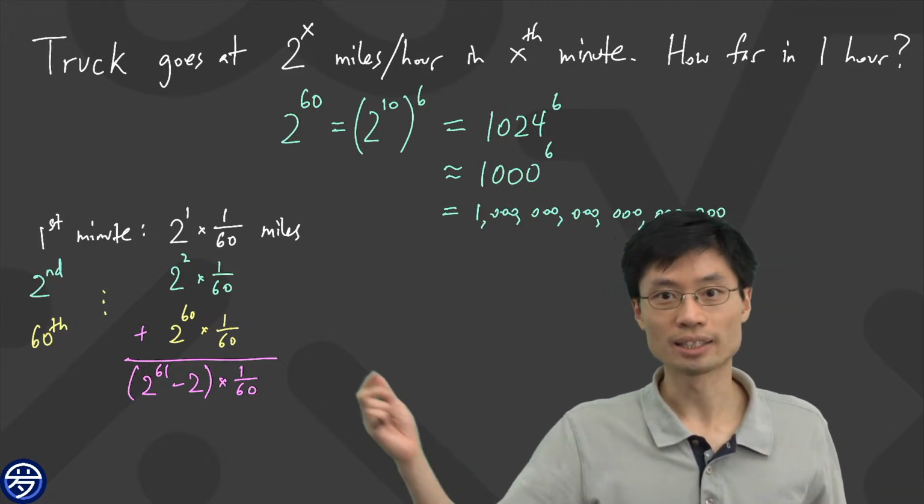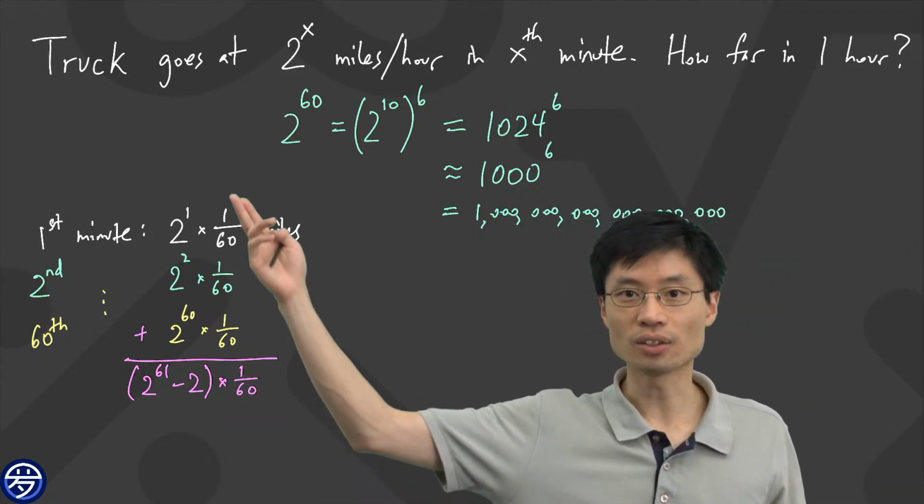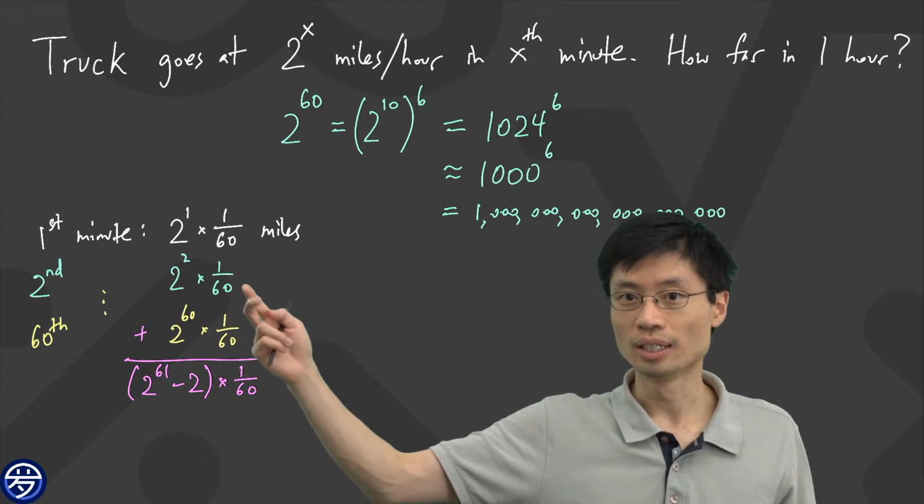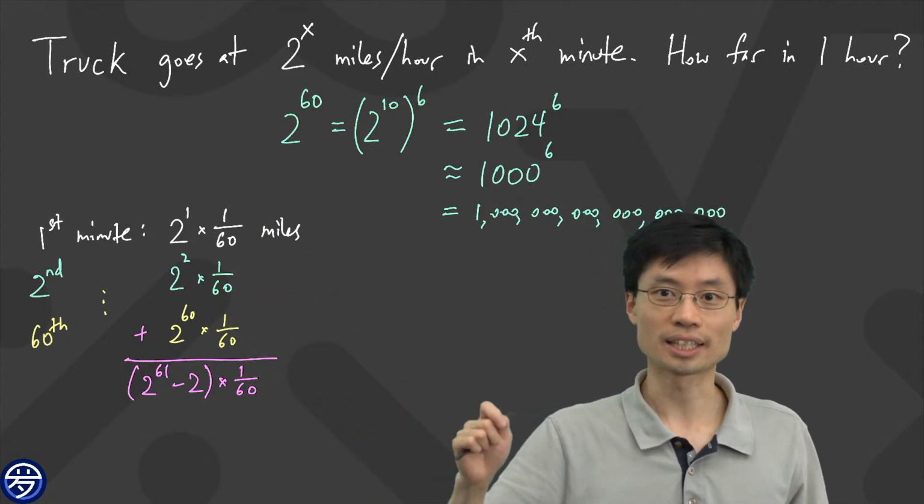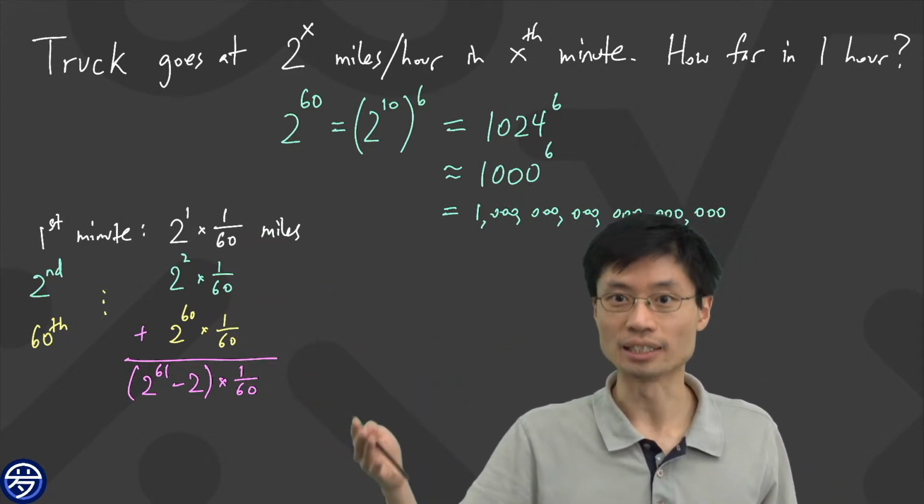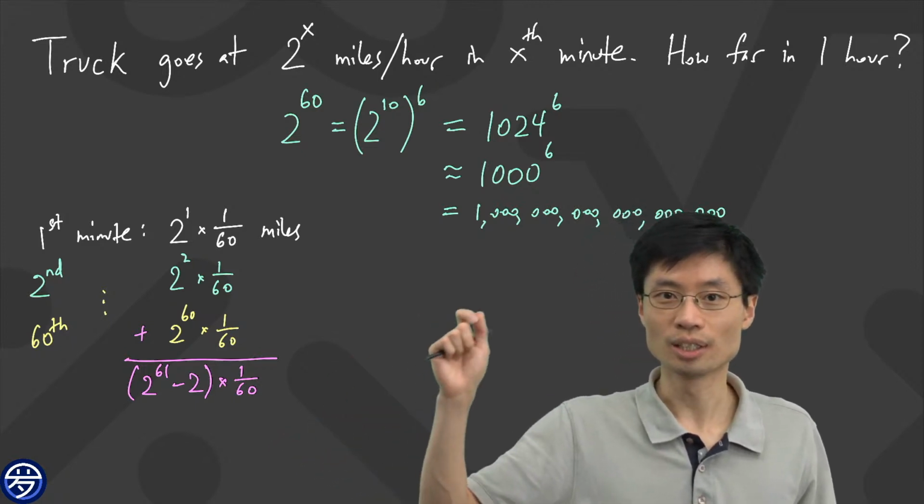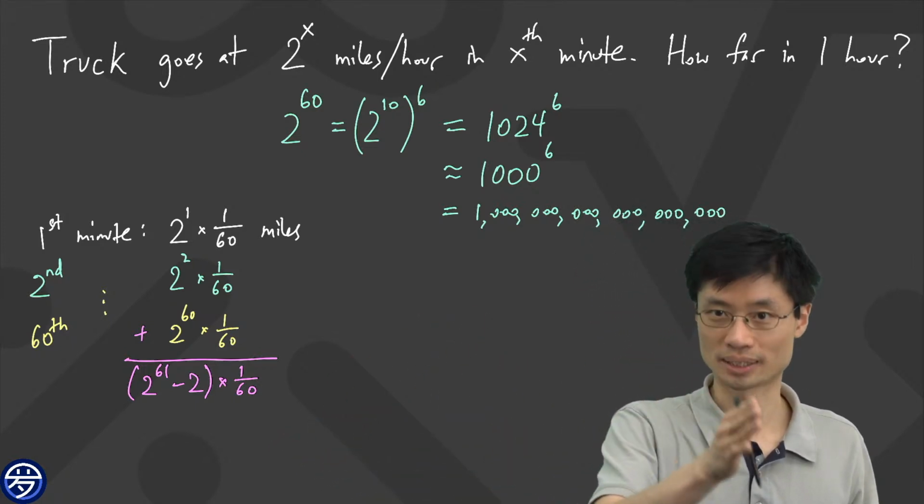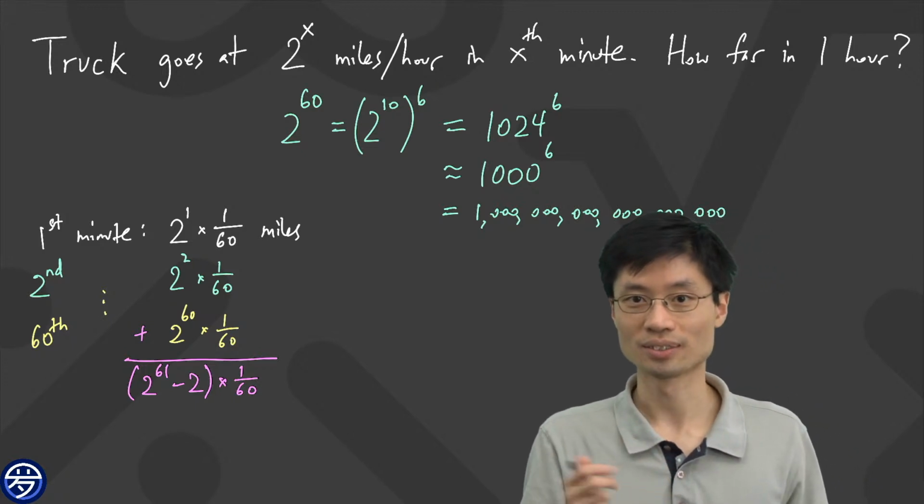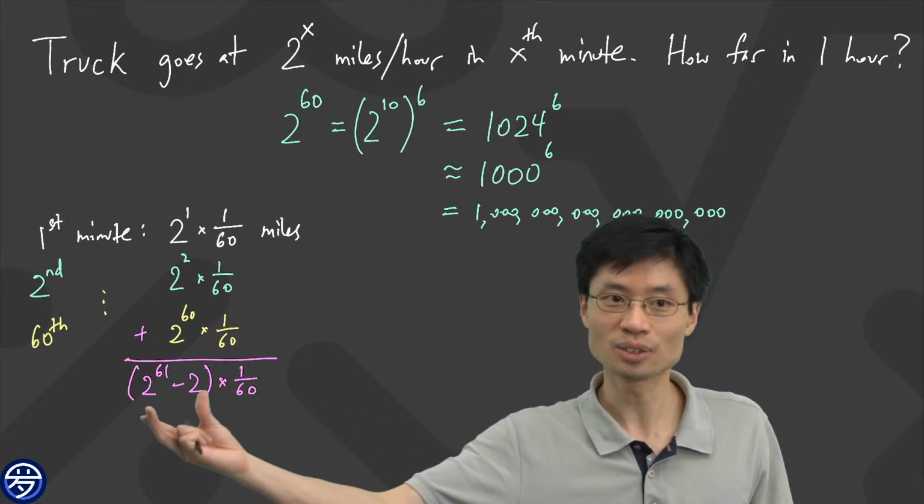And the reason it's minus 2 is because if I add up the powers of 2 starting with 2 to the 1, that's 2 plus 4 plus 8, and so on. But it's actually 1 plus 2 plus 4 plus 8, which is 16 minus 1. So anyway, that's why I go to the next power of 2, minus 2.